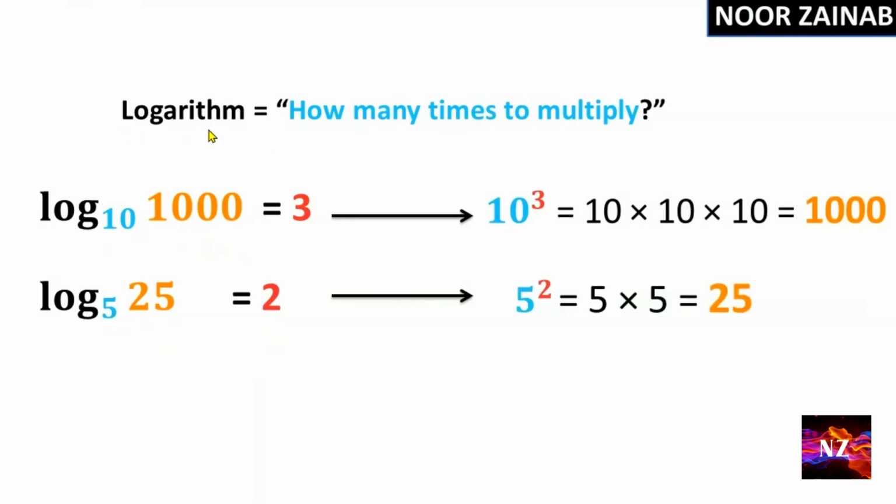And for the logarithm of any number, we have to ask the question: how many times should we multiply the base? For example, if we have to find the logarithm of 25, where 5 is the base, it means how many times we should multiply 5 to get 25, and the answer is 2.